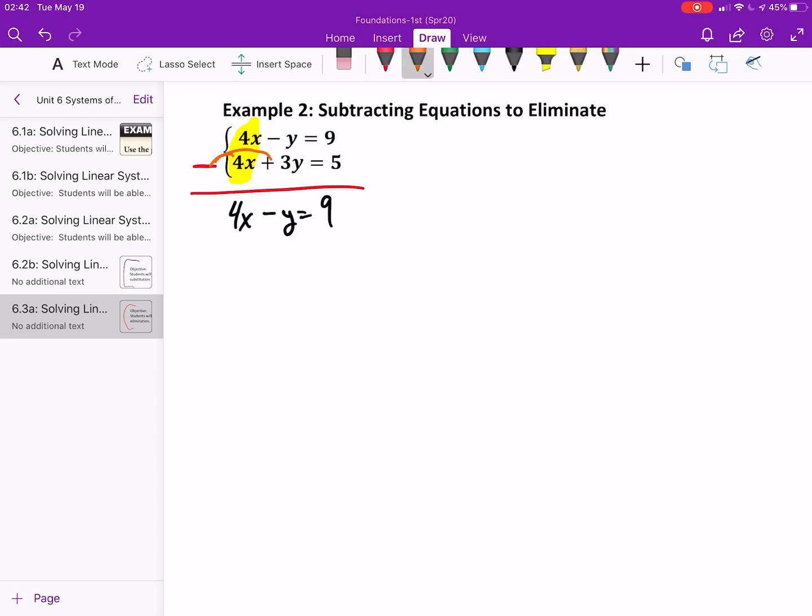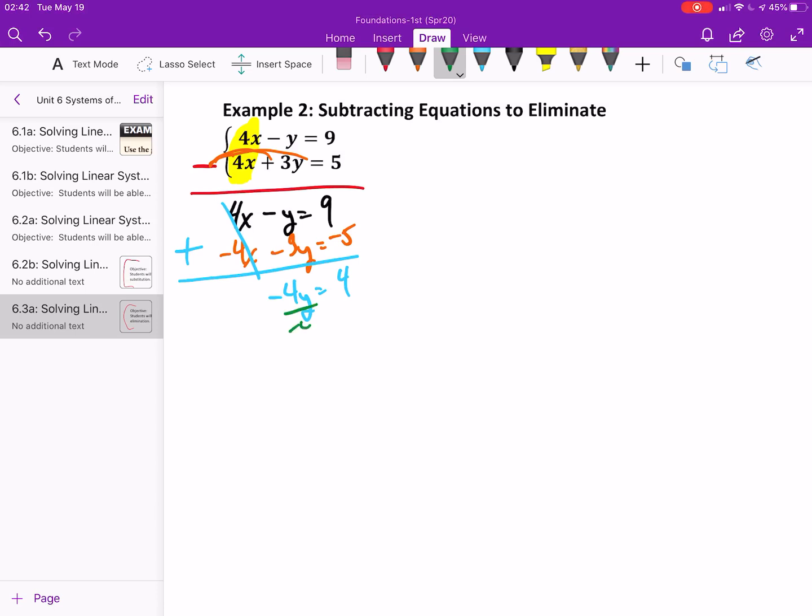This negative will distribute to everything. And so we get negative 4x minus 3y is equal to negative 5. And now I'm going to add these equations together. 4x and negative 4x will cancel. Negative y plus negative 3y would be negative 4y. 9 minus 5, or 9 plus negative 5, is 4.